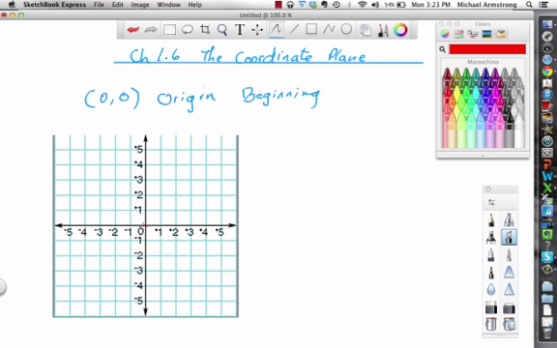Now, this point right here is 0, 0. It's 0 in the x direction and it's 0 in the y direction, and it's one of the reasons they call it an ordered pair. It's ordered because it's in order alphabetically, x first, then y. We always need to remember x comes first, y comes second. At 0, 0 it doesn't make much difference, but you'll see in a second that it does when we go other directions.